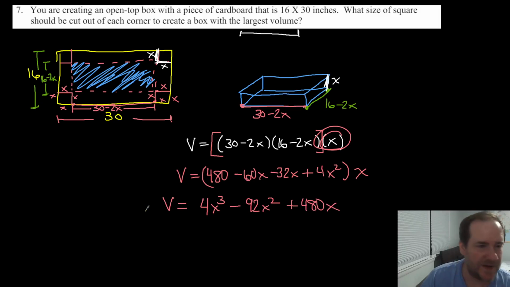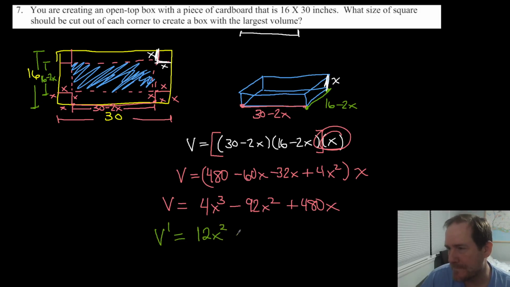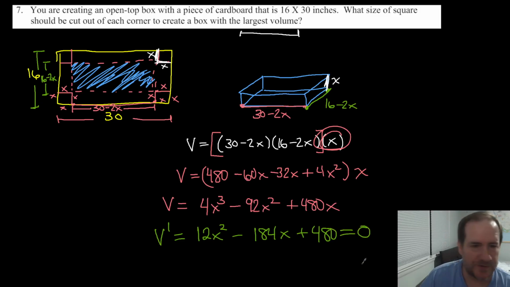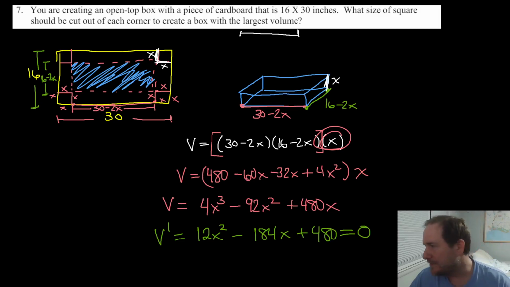And we know that to find the maximum value, we'd want to find the derivative. So let's differentiate. Getting 12x squared minus 184x plus 480. And we want to go ahead and set that equal to 0 and start solving. And right away I see I can divide by something. I can certainly divide all my coefficients by 2.